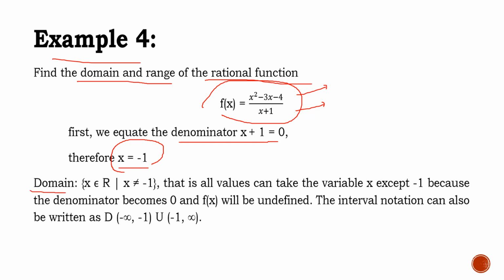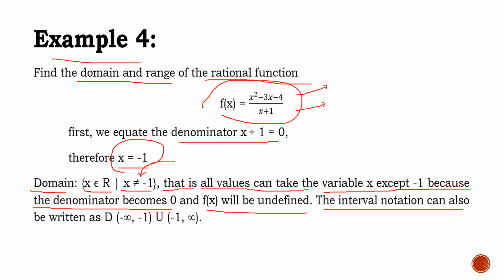Now, the domain: x is an element of all real numbers, so it can be negative numbers up to positive numbers including 0, but we need to put a limit where x is not equal to negative 1. We really need to make sure that x is not equal to negative 1. So x can take all values except negative 1, because the denominator becomes 0 and f of x will be undefined.